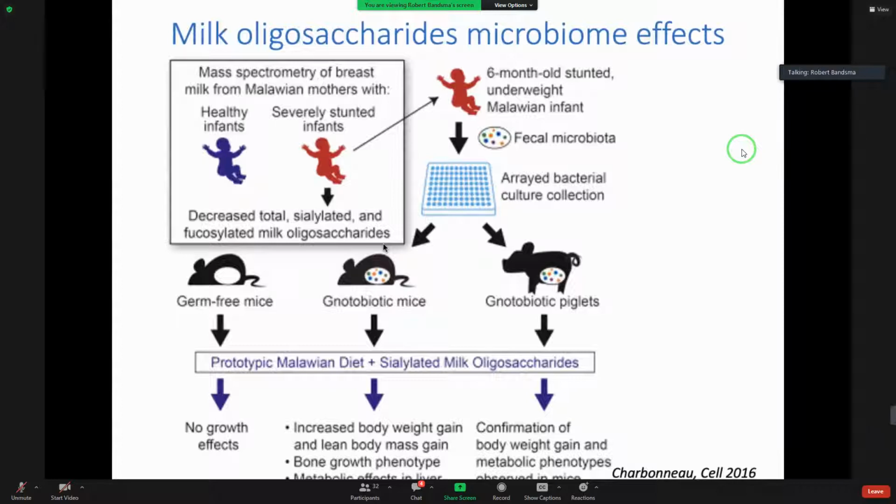So here they did something very similar to what I showed earlier, with mice given transplanted stool from different children, either stunted or healthy children. So here they used stunted children or healthy, normally growing children, and they gave these different animal models only a Malawian diet or a Malawian diet with these oligosaccharides, and then looked at their growth.